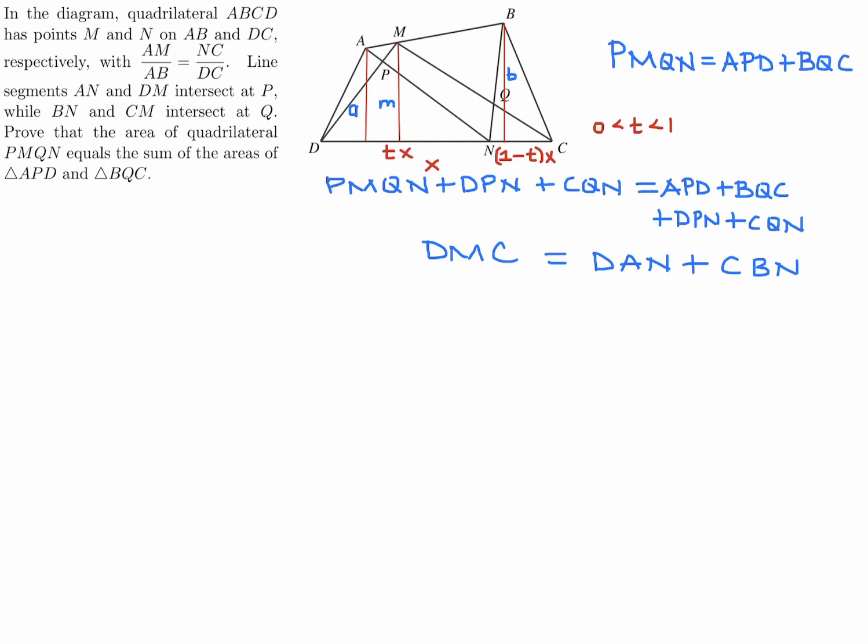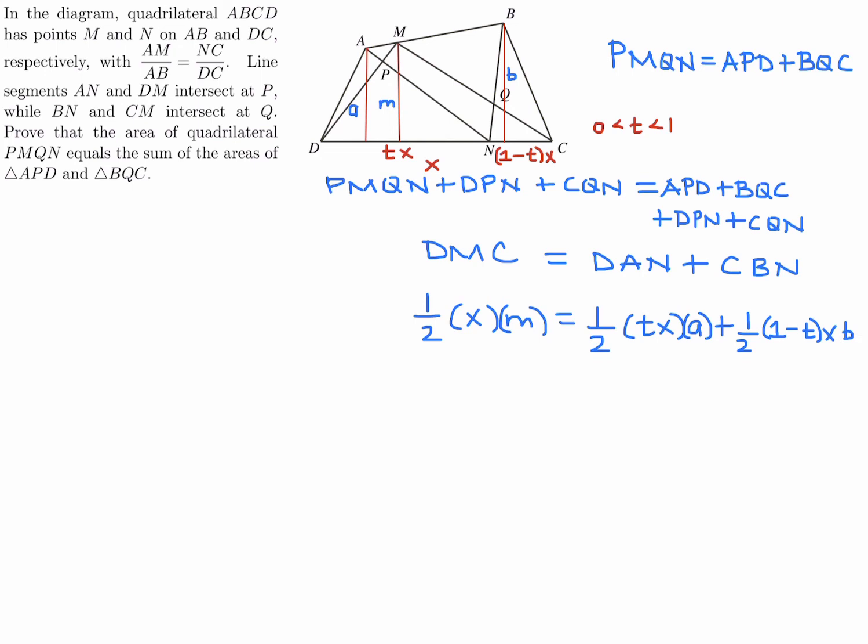DMC is basically going to be 1/2 base times height. The base is X, and the height for DMC is M, according to how I've labeled it. DAN, according to how I've labeled it, the area of that triangle will be 1/2 base, which is 1/2 times Tx times the height, which is A. And then CBN, according to how I've labeled it, is 1/2 base, which is, in this case, 1 minus Tx times the height, which is B.